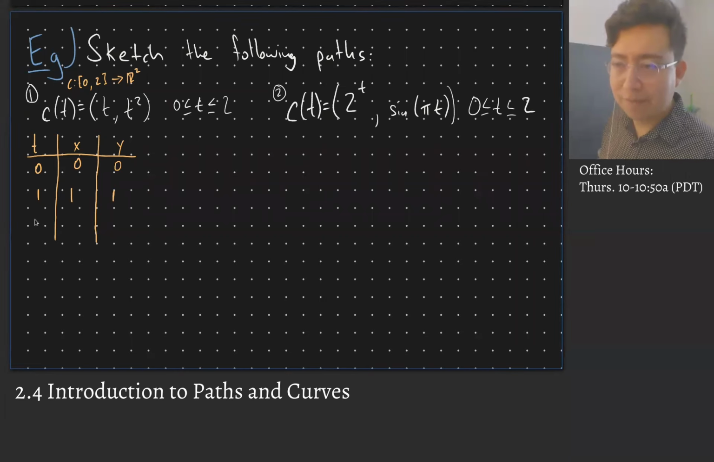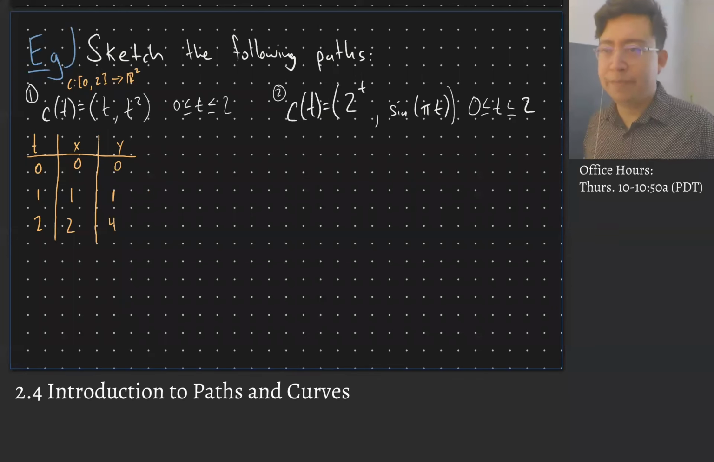Last, we're going to plug in t equals 2, right? Because this goes from 0 to 2. And we get x equals t, so again, x is just equal to 2. And y equals t squared, so we take that 2 and we square it. So we get 4. So we get 0, 0, 1, 1, 2, 4. And now what do we do with this?